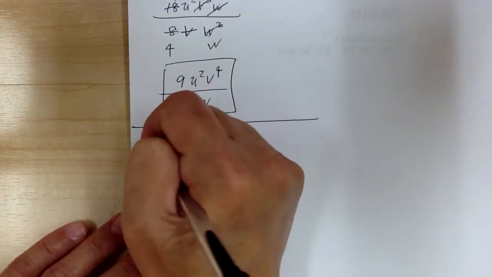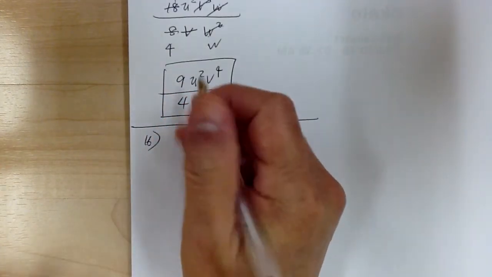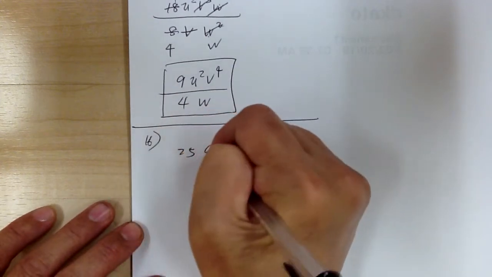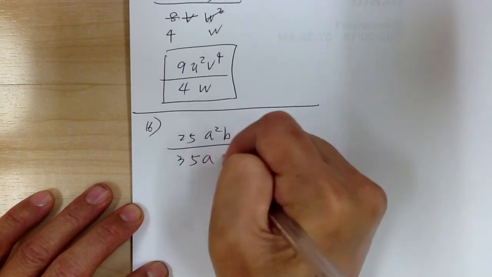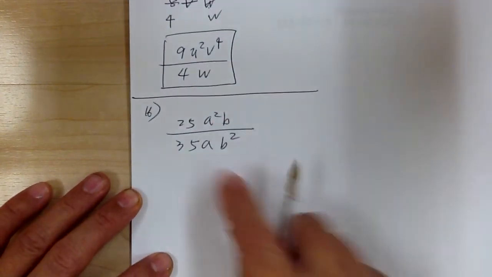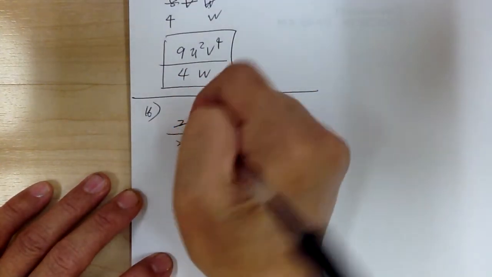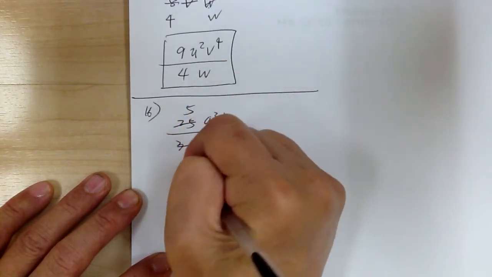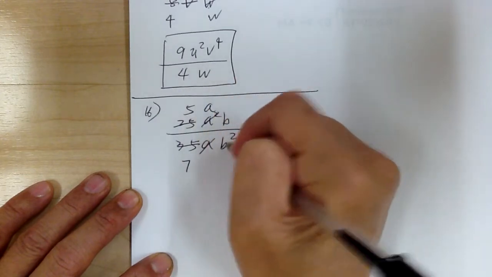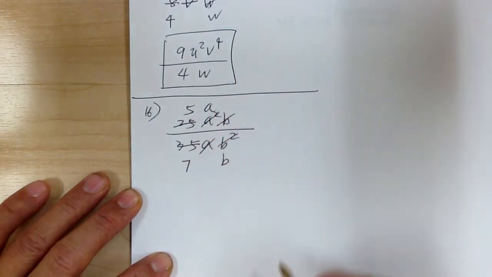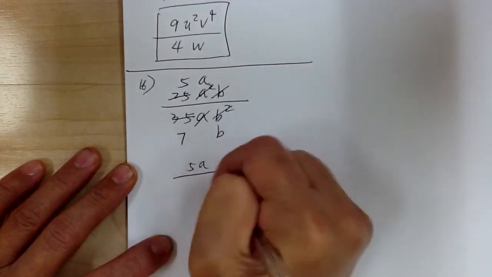Okay, let's go to 16. You have 25a squared b over 35ab squared. Okay, so 25 and 35 divisible by 5, so divide by 5. A squared and a can divide by a. B and b squared divide by b. So you got 5a over 7b.